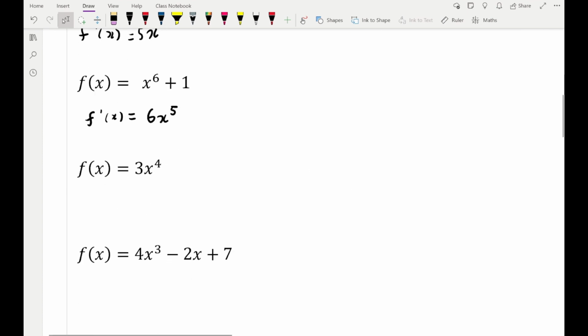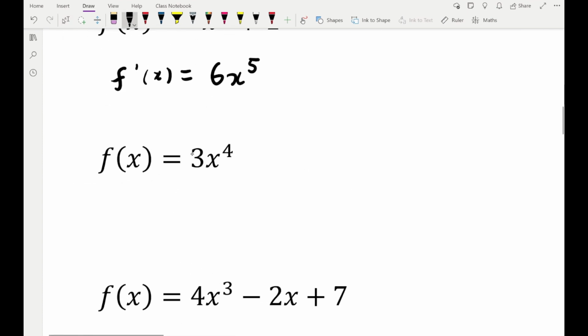Now, if you've got something like this, 3x^4, the 4 will come out the front, just like that, and it times us by the 3. So that leaves us with 12x, and the new power is 3, you just drop it by 1.